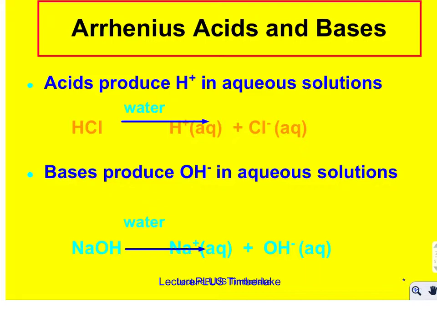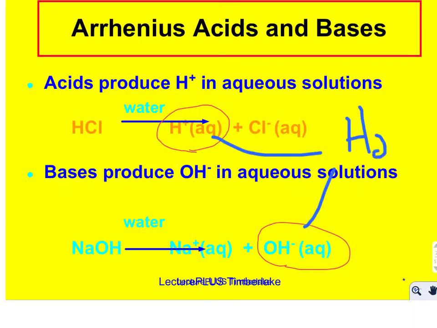A base will produce hydroxide or OH negative ions in an aqueous solution. So I have NaOH. If you dissociate it, it breaks up into sodium and hydroxide OH ions. Notice when you're looking at these, the acid produces your H+, your bases produce an OH minus. What do you get if you combine H and OH? You actually get water. Water will be the product that forms. So from that joke on the last slide, how do you destroy the base? Put an acid there because then you make water out of it.